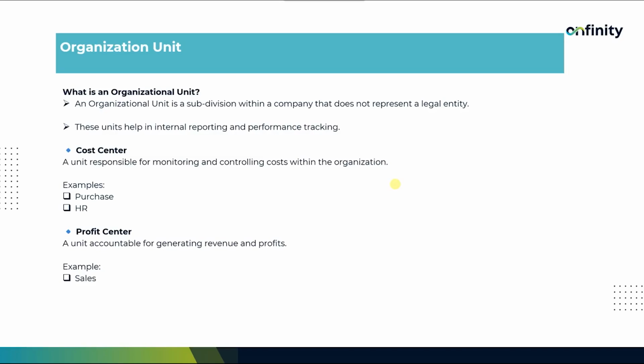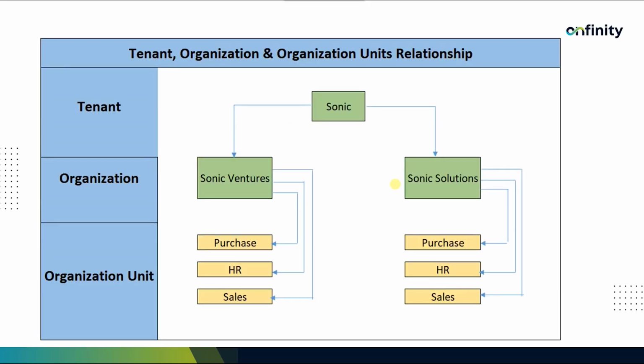The other type of organization unit is referred to as profit centers, which are units accountable for generating revenues and profit. An example of a profit center is the sales department. Let's understand the relationship of organization units with the tenant and organization. As you can see in the flowchart, at the top level there is a tenant. Under that, there are legal entities such as Sonic Venture and Sonic Solution. Each legal entity contains its own organization units like purchase, sales, and HR.